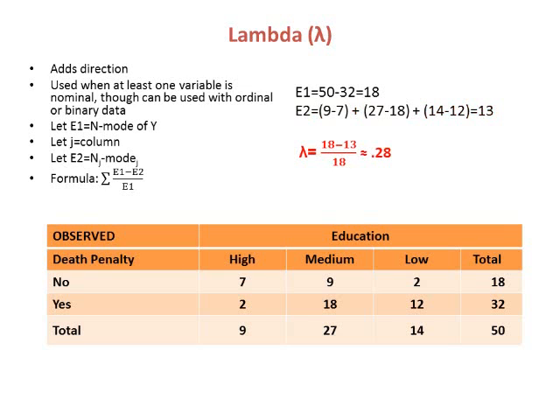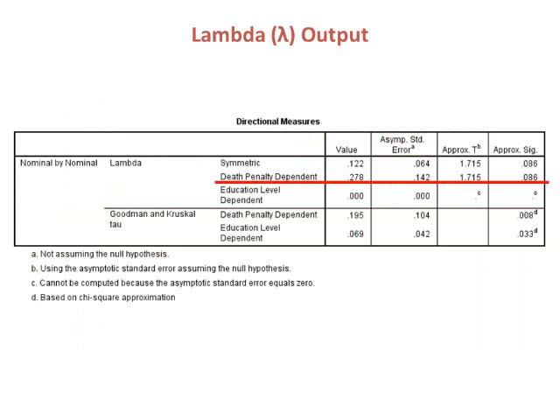Now the calculation can be done. We subtract E2 from E1 and then divide by E1 to standardize the result. The lambda statistic ranges from 0 to 1. This example yields a lambda of 0.28, which indicates a weak relationship between education and death penalty.